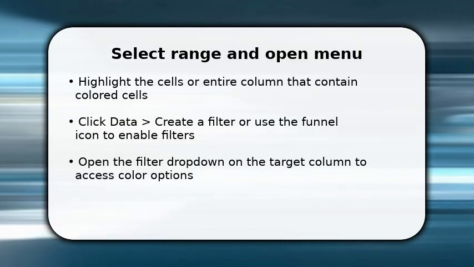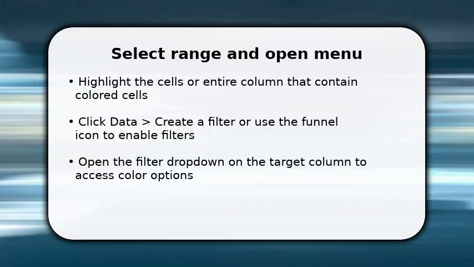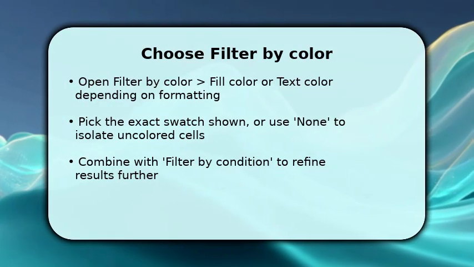Then click the filter dropdown on the column you care about. You will see sorting, filter by condition, and a filter by color option. This first step attaches the tools you need to target colors directly. So proceed now. Now you use filter by color.